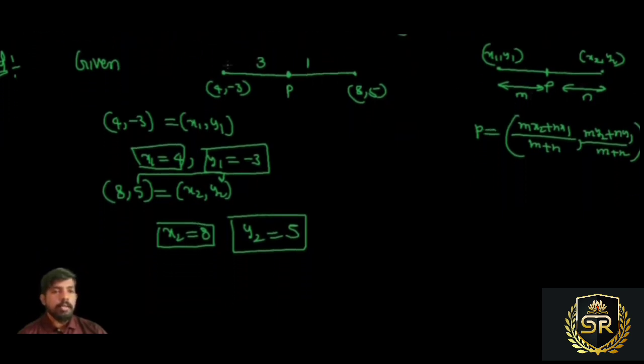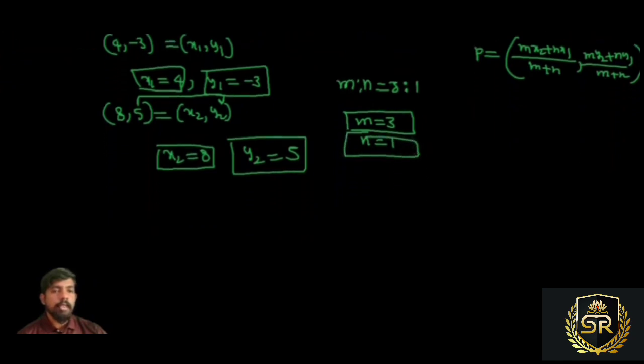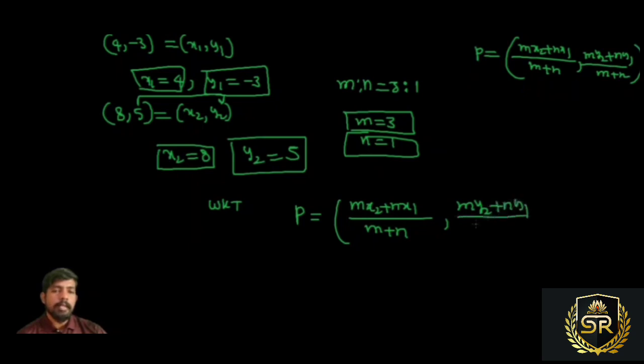Now the ratio m:n is given as 3:1. That means m is equal to 3 and n is equal to 1. Now we have m equals 3, n equals 1. From here we know that P is equal to the internal division point formula: (mx2 plus nx1) by (m plus n), (my2 plus ny1) by (m plus n).